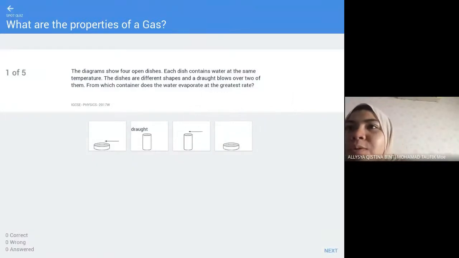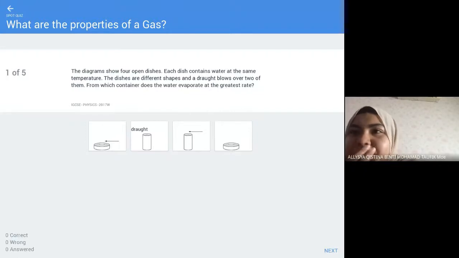The diagram shows 4 open dishes. Each dish contains water at the same temperature. The dishes are different shapes and a draught blows over 2 of them. From which container does the water evaporate at the greatest rate?